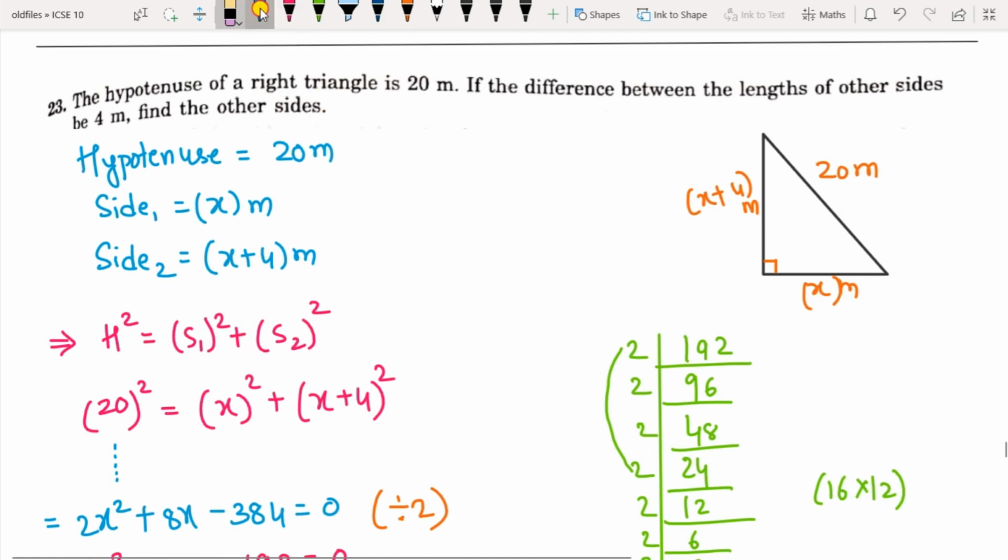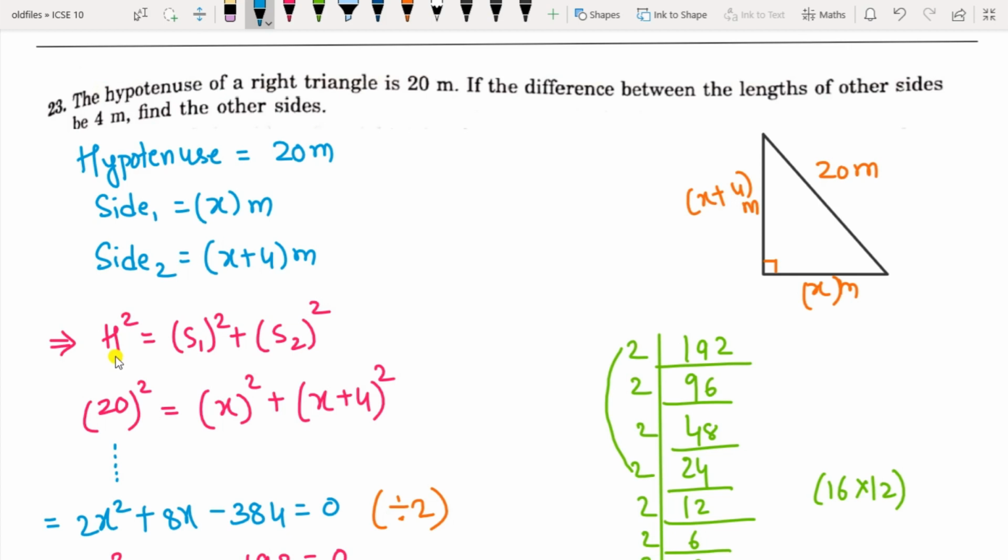Now this is a question of right angle triangle. The hypotenuse of the right angle triangle is 20 given, and the difference between the lengths of the other sides is 4. So if one of the sides is x here, the other will be x plus 4. You can take either x plus 4 or x minus 4, anything. Okay, so I have taken x plus 4.